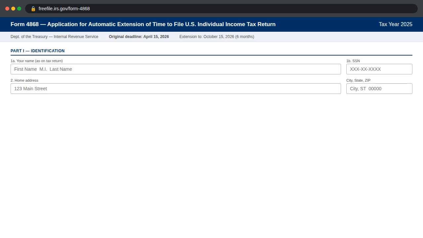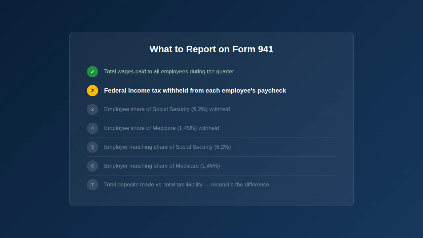Once you calculate your total tax liability on line 12, you compare it to your total deposits made during the quarter. If you deposited the exact right amount, lines 13 and 14 will show no balance due and no overpayment. If you overpaid, you can choose to apply the excess to the next quarter or request a refund. If you underpaid, meaning your deposits were less than your tax liability, you'll owe the difference, which is entered on line 14. That balance due should be paid electronically through EFTPS at the same time you file the return. And this is important, never send a check to the IRS for payroll taxes. All federal payroll tax payments must be made through EFTPS.